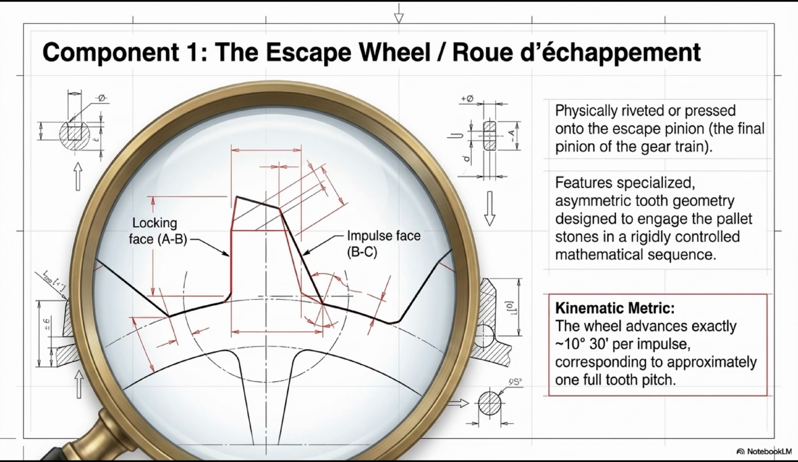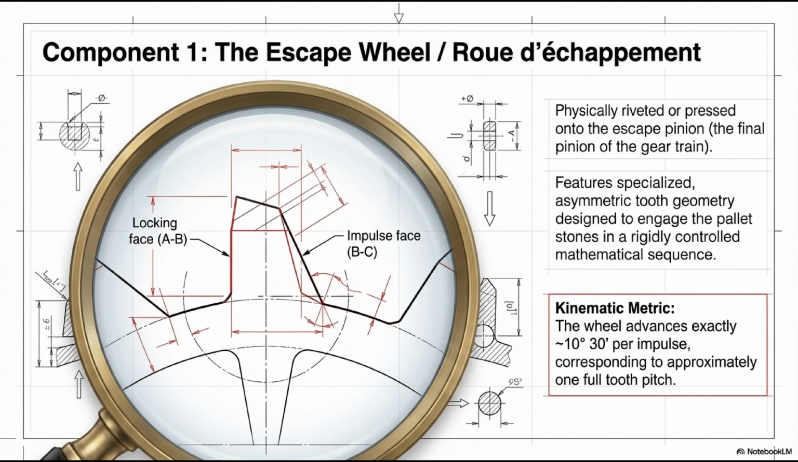Region 3, the locking tip, bec de repos, at point B. This is the critical corner between the locking face and the impulse face. It is the exact geometric point where locking occurs during tooth arrest, and where the tooth releases during unlocking. The geometry of this corner must be sharp, neither rounded nor blunt, for correct kinematic behavior. Region 4, the impulse tip, bec d'impulsion, at point C, the corner at the end of the impulse face where contact between tooth and pallet stone definitively ends.